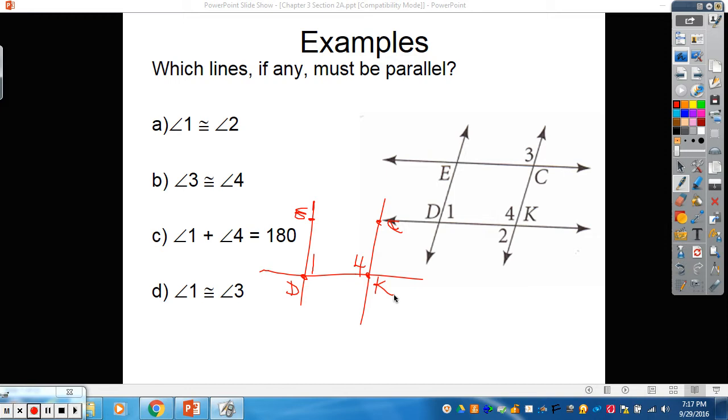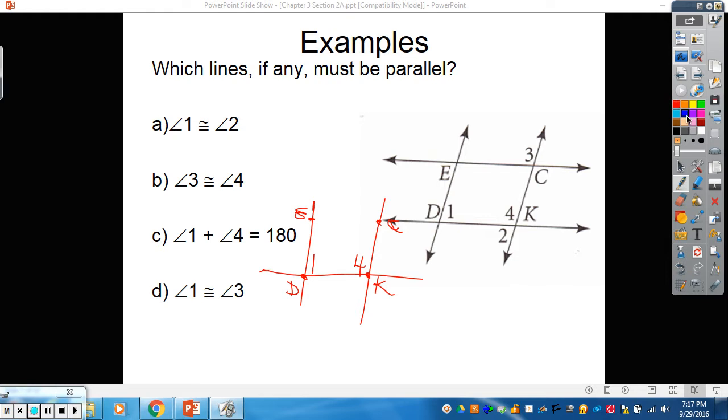So, we always start with the same first question, which is, what type of angles are we working with? And I hope that you look at those and say, you know what? Those are same side interior angles. I know they have a sum of 180. You know what? That fits right with statement number 3. If same side interior angles are supplementary, then lines are parallel. So I know I've got parallel lines up here.